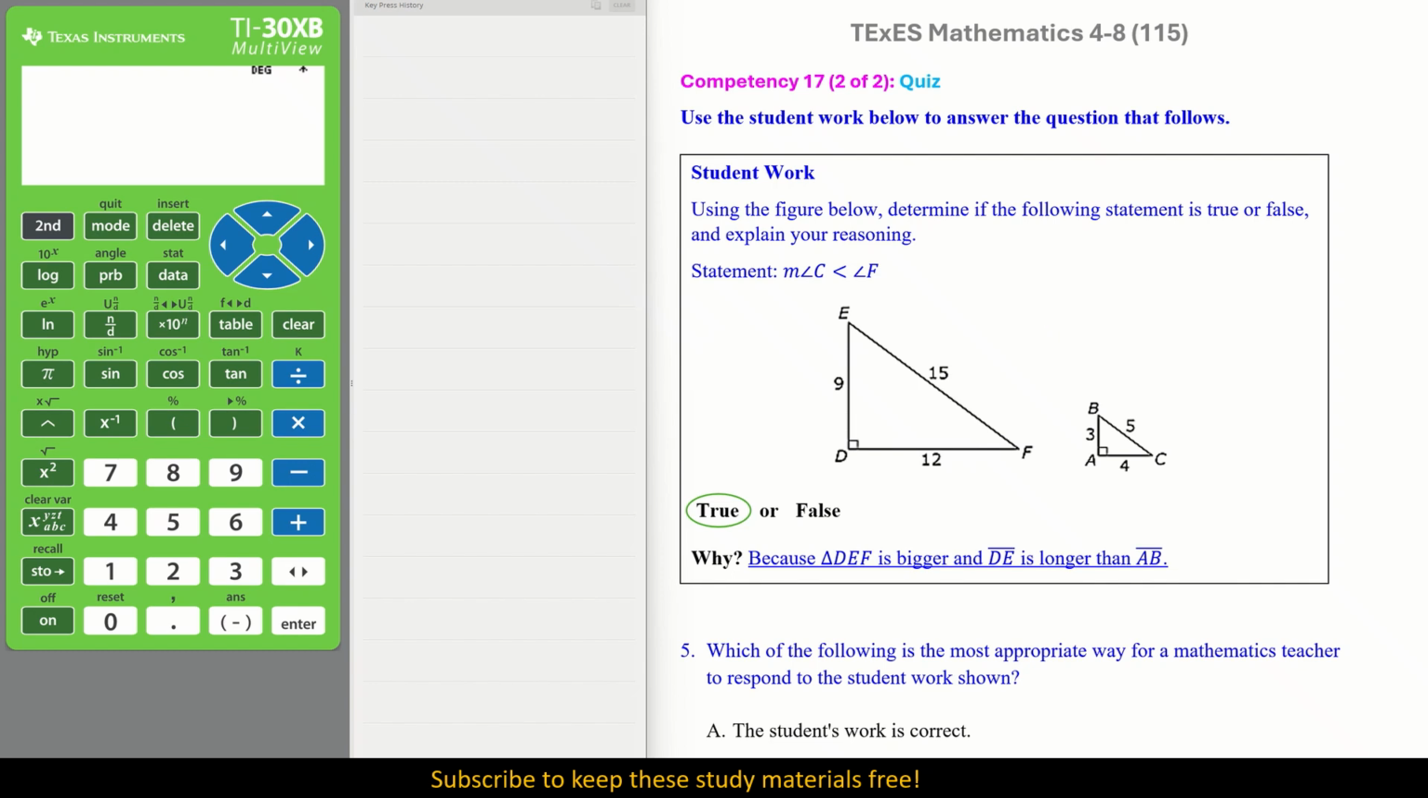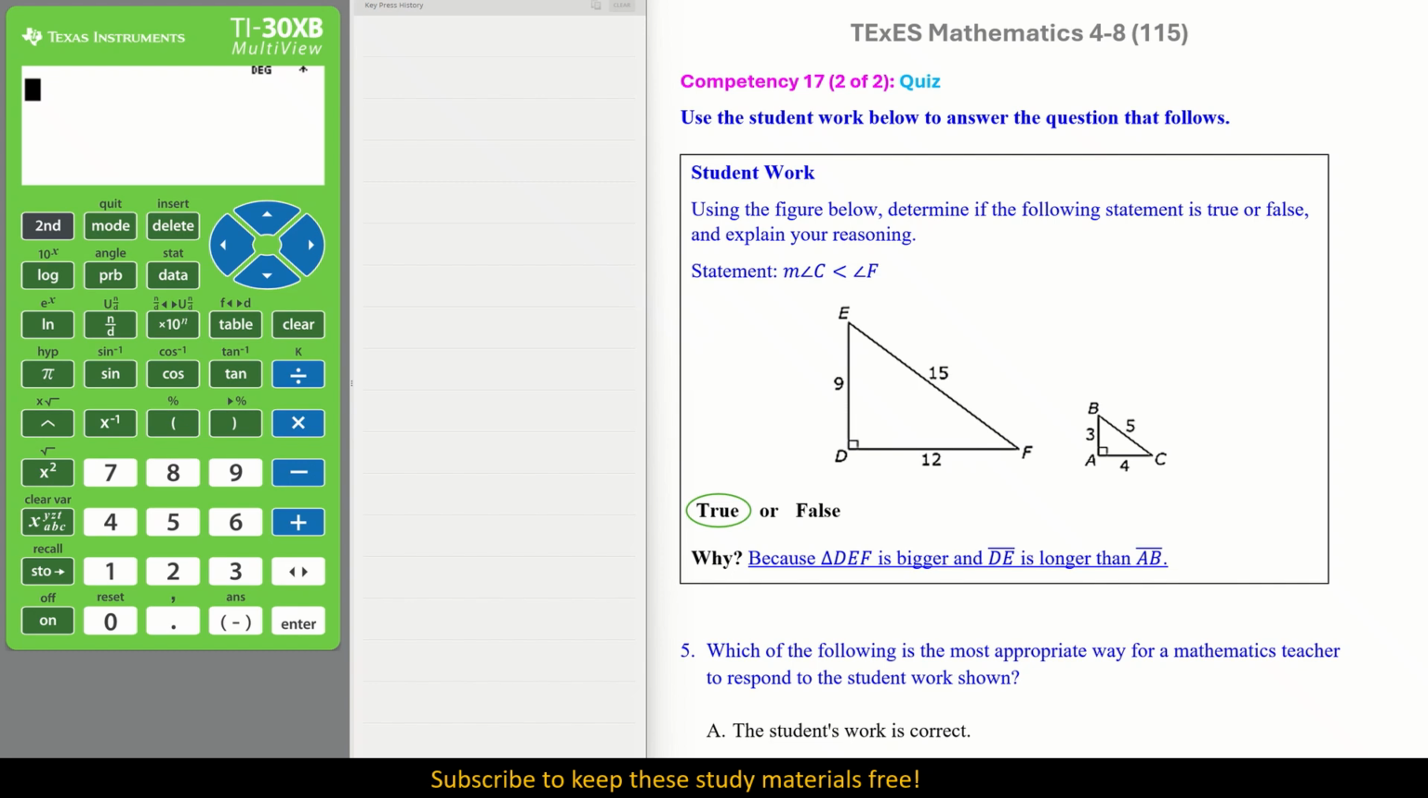Because triangle DEF is bigger, and DE, that would be the distance DE, which says 9, is longer than AB. Okay, well, what they said is not their true observations. And that's what I would tell the student. Yes, I agree with your observations, but I disagree with your rationale because it isn't a mathematical proof, and that's where we have to get into discussing what is it that you see.